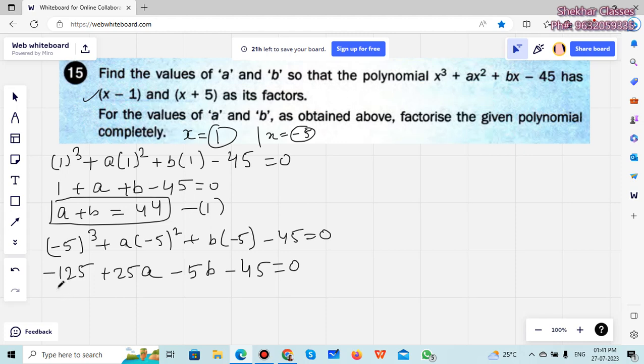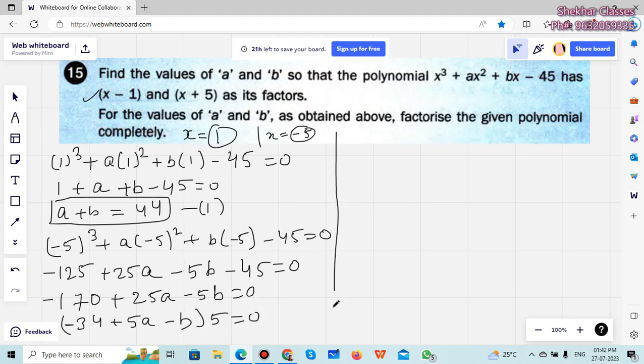So minus 125 and minus 45 is how much? 5 plus 5 is 10, 4 plus 2 is 6, and 1 is 7, and 1, so minus 170. Then 25a minus 5b is equal to 0. Can I take 5 common in it? Yes. So if I take 5 common, what is left? 5 3s are 15 and 5 4s are 20, minus 34 plus 5a and minus b. I have taken 5 as common, and it is equal to 0.